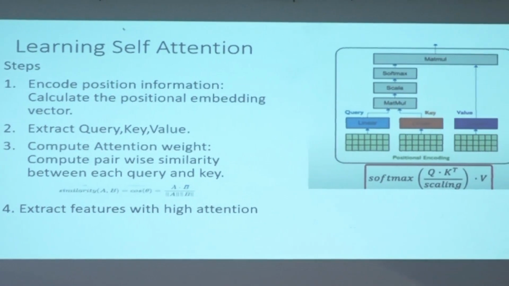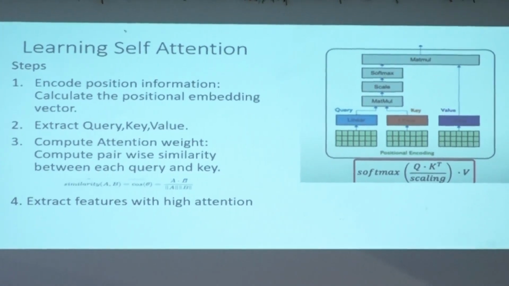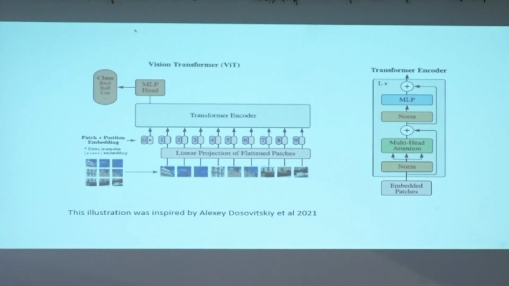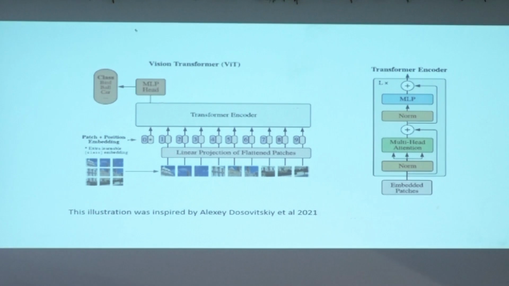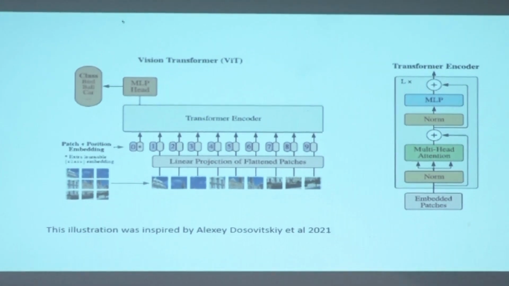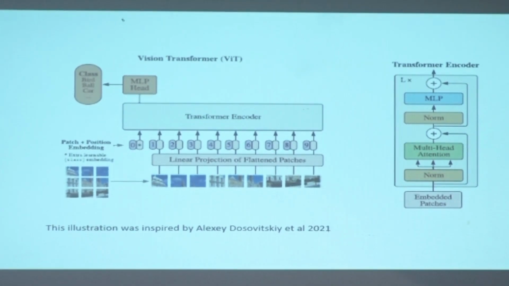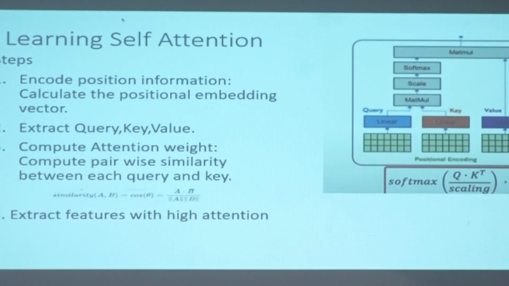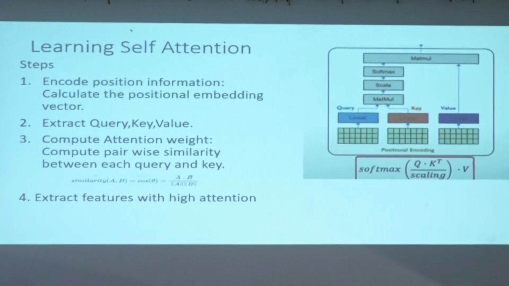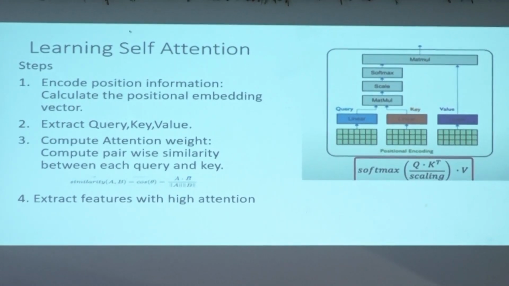The self-attention module works like this: when we give the image, it is divided into patches, and for each patch we have to create a positional embedding. So how is a positional embedding done? For each patch we have to calculate the positional embedding information.